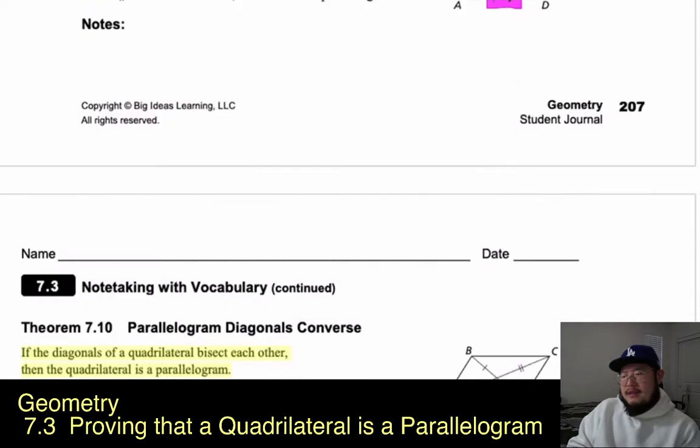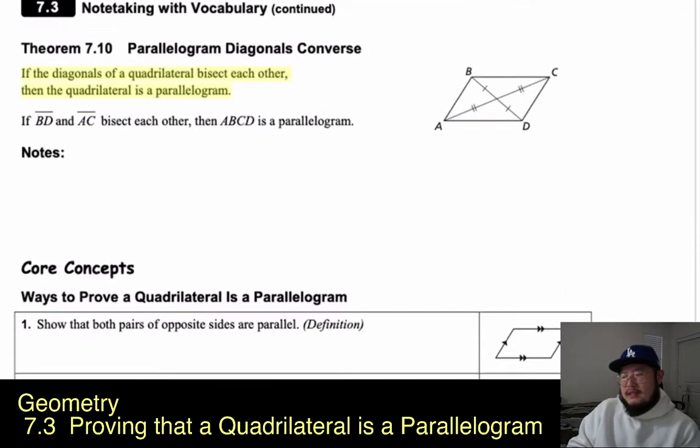Let's take a look next at Theorem 7.10. We have the parallelogram diagonals converse. Remember, one of the things we know is that in a parallelogram, the diagonals bisect each other. Well, in this theorem, if the diagonals of a quadrilateral bisect each other, then the quadrilateral is a parallelogram. So if I know that BD is being bisected and AC is bisected as well, then we can go ahead and prove that quadrilateral ABCD is a parallelogram.